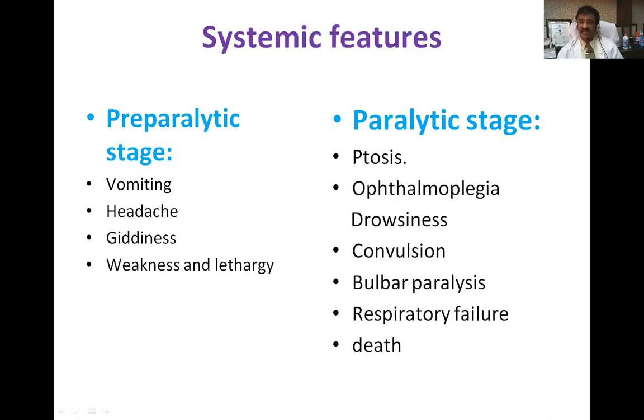And there will be respiratory failure and death. Here you can see an image of one boy suffering from ptosis and drowsiness due to a cobra bite. So now he needs immediate treatment, otherwise he is going to die.